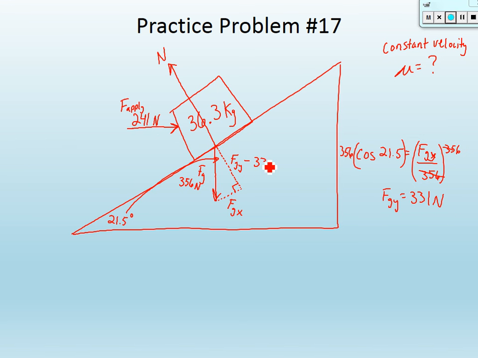331 newtons. FGX is the opposite side, so I'm going to use sine of 21.5 is equal to FGX, the opposite, over the hypotenuse, which was 356. I'm going to take both sides times 356. So FGX is 356 times the sine of 21.5. Did you guys get 130? Yep, 130 newtons.